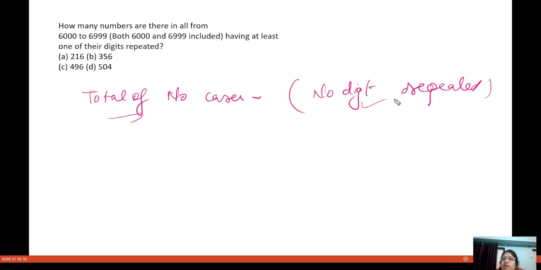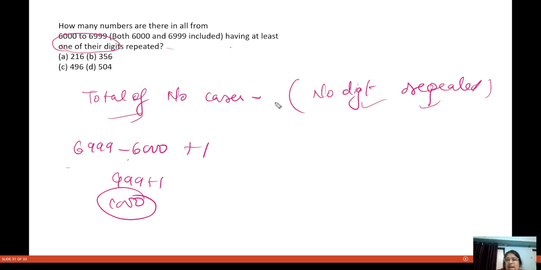Okay, and when no digit is repeated. So I already told you the total number of numbers between this and this number, including both, is given by 6999 minus 6000 plus 1. So this is how much? 999 plus 1, that is, we have a total of 1000 numbers. Then we have to calculate when no digit is repeated.